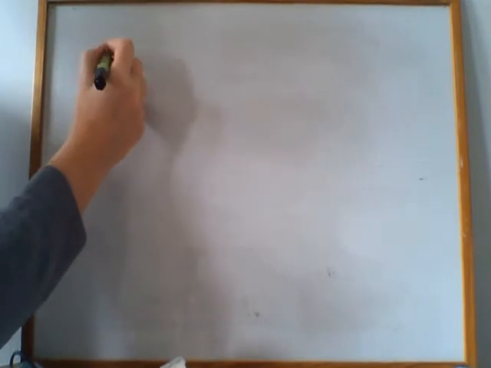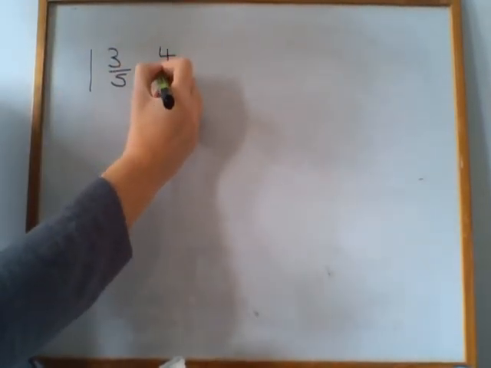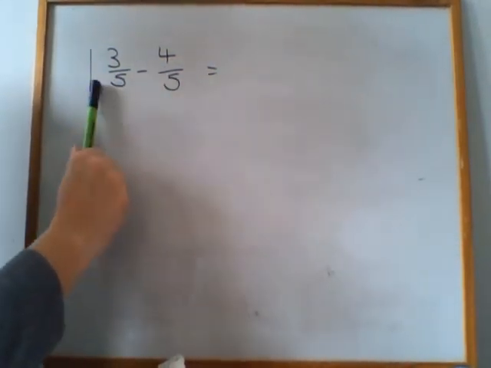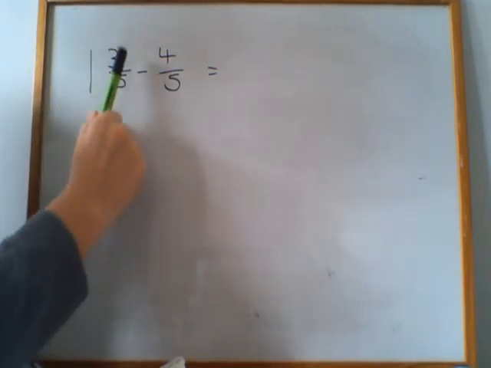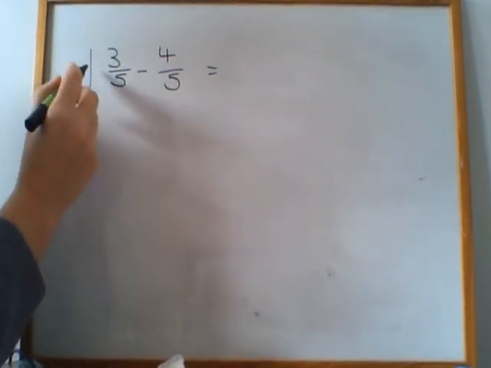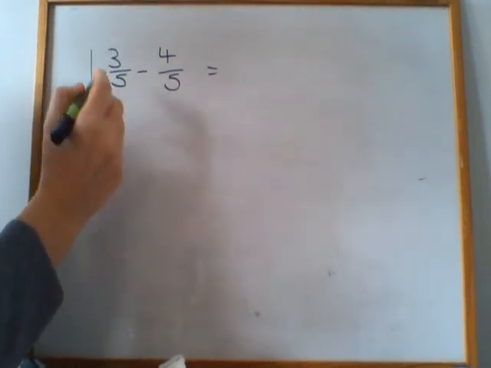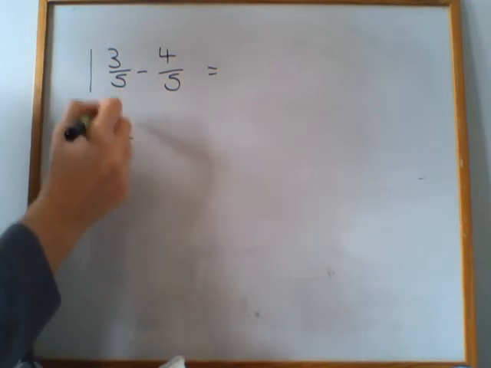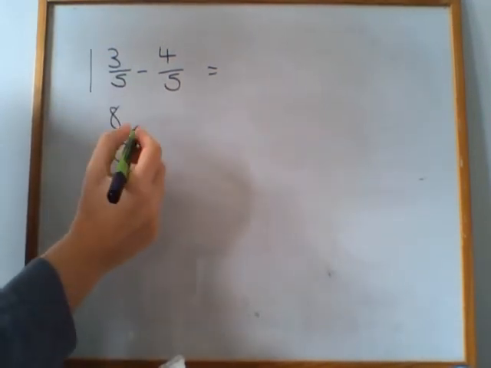Number 8, we've got a mixed number subtraction of fractions. So we've got 1 3/5 take away 4/5. All right. Before we work this out, we need to put them in the same thing again. So I need to put this into an improper fraction. And to do that, you see how many wholes you have. So 1 times 5 plus 3, you've got 8. You've got 1 whole and 3 left over, which is 8/5.